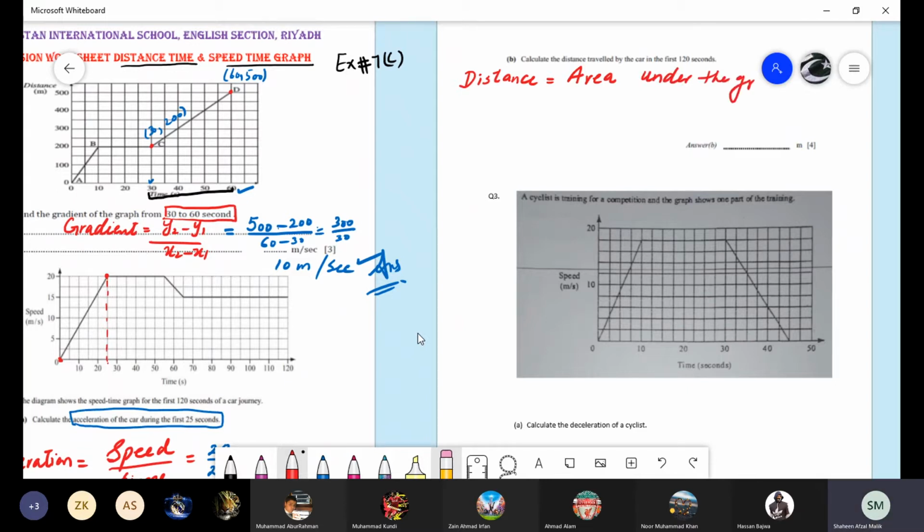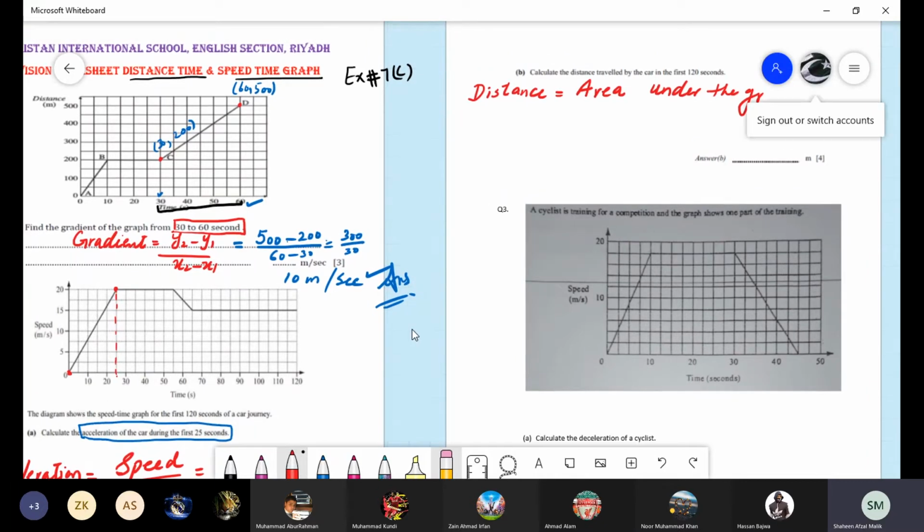Area under the graph. Yes, my dear students, can you see here, how much is the area under the graph? You can see we have one triangle. This is A1. Then from this point we have a rectangle. Then from this point we have again one triangle.